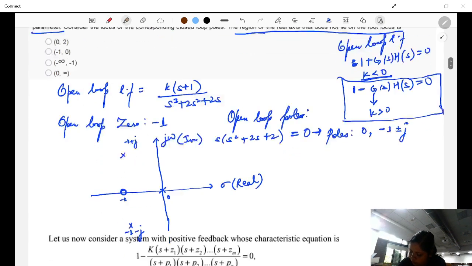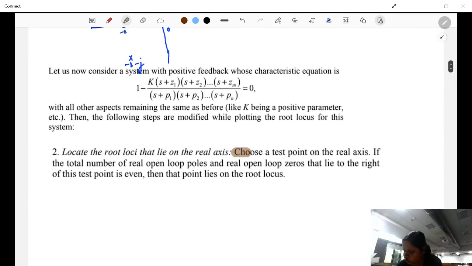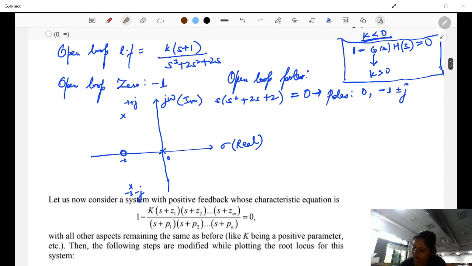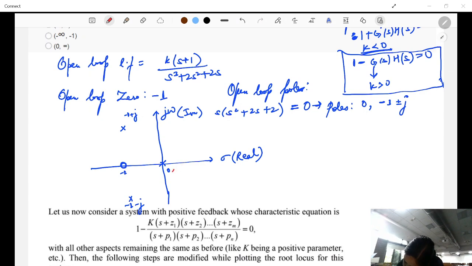So what was the thing that we had read about it? We had read that a test point should be chosen, and if the total number of real open loop poles and real open loop zeros, mind it, real open loop poles and real open loop zeros, lying to the right of this test point is even, then that point lies on the root locus. So let's consider this region. If we have some test point here, how many poles and zeros do you have to the right of it? It is 0, right? And 0 is not an odd number.